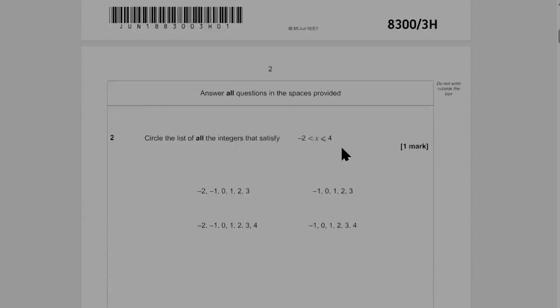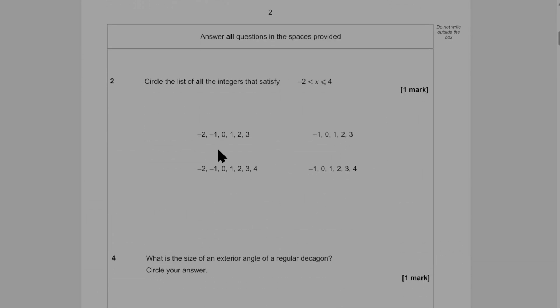Right, let's crack on with question 1 then. So, not question 1, question 2. Circle the list of all integers that satisfy x is greater than -2 but less than 4. So we want to start at -1 and we want to go up to and including 3. So that's going to be, let's get my pen out, that's going to be this option here.